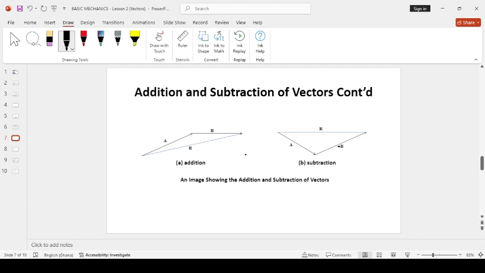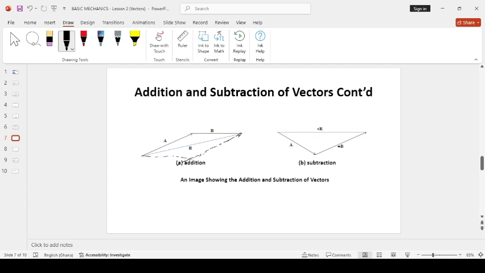So first, we have to complete the parallelogram. By completing the parallelogram, we know that there should be two opposite parallel sides for each of them. So we complete this side of the parallelogram, right? And then the opposite side of the B vector is here. So when the parallelogram is completed, the diagonal here, which is the R, becomes the resultant. That is why you see it that way.